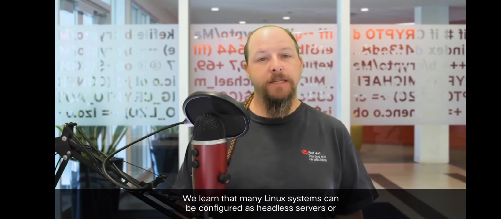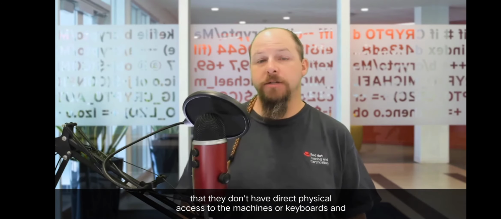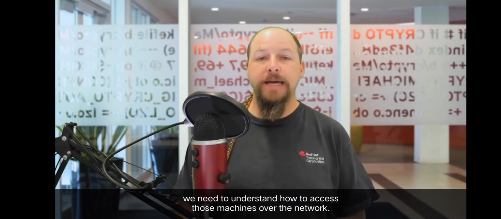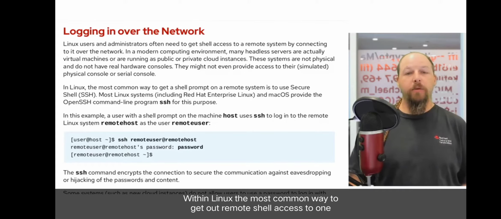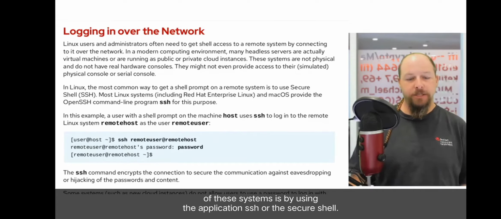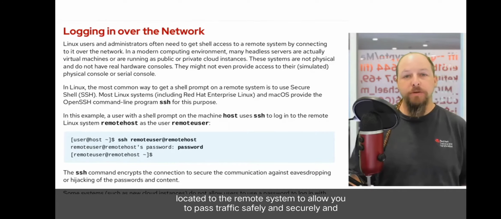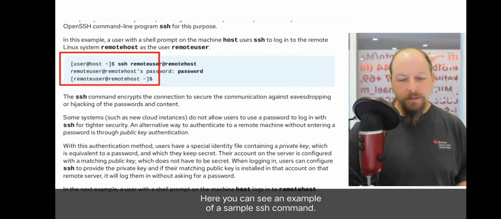We learned that many Linux systems can be configured as headless servers, or that they don't have direct physical access to the machines or keyboards and monitors connected to those systems. In these configurations, we need to understand how to access those machines over the network. Within Linux, the most common way to get a remote shell access to one of these systems is by using the application SSH, or the Secure Shell. The Secure Shell application encrypts your connection from wherever you're located to the remote system to allow you to pass traffic safely and securely and access those remote systems over the network.